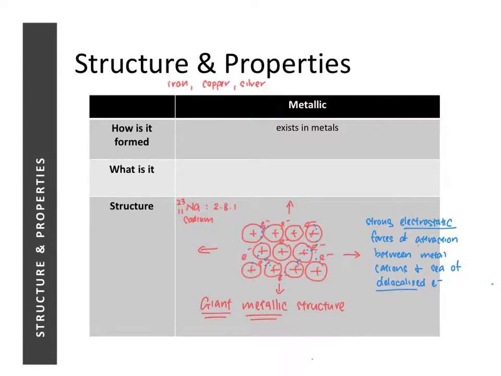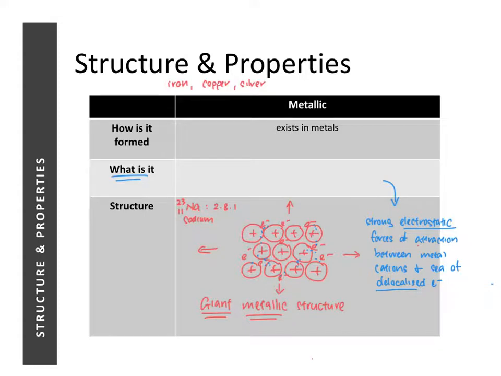Remember the electrons can move freely throughout the structure, so we call it a sea of delocalized electrons. Now, one very useful way to visualize this structure is to imagine these electrons as glue. These electrons are acting as glue to hold the entire structure together, to hold each metal cation in place, to prevent it from breaking down. So what is a metallic bond? It is your strong electrostatic forces of attraction between metal cations and sea of delocalized electrons.